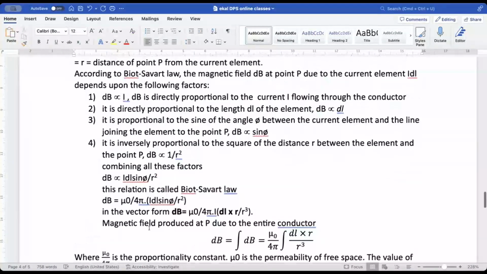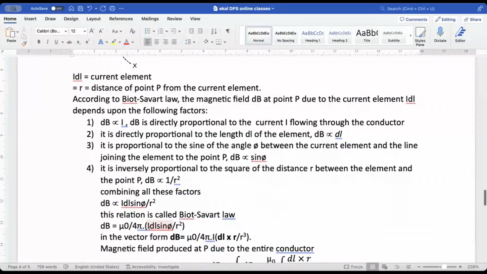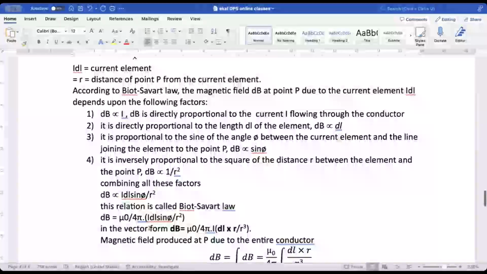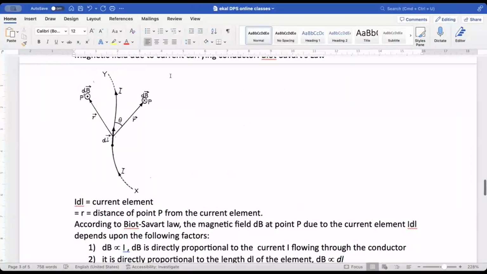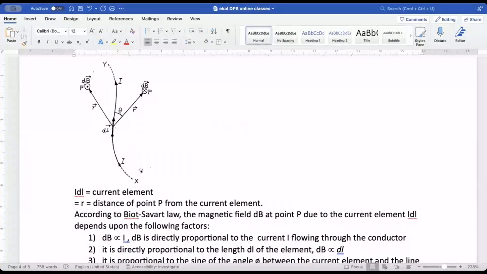Now, the Biot-Savart law depends upon 4 factors. The magnetic field produced at point P due to this current element dl depends upon the current flowing through it, so it's directly proportional to current. It's directly proportional to the length of this current element dl. First, we'll find the magnetic field of this current element dl. Then we'll integrate that to find the magnetic field of this whole conductor over the whole length.